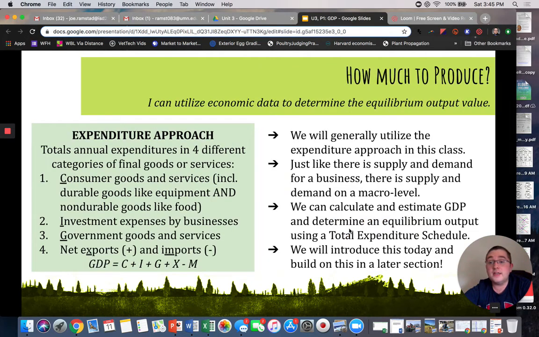Now the big question is how much in the US do we want to produce in order to make sure that we are capping out and we're not producing too much or not enough. We use the expenditure approach to help us determine this. Just like there's supply and demand for a business, there's supply and demand on a macro level. We calculate and estimate GDP and determine the equilibrium output using a total expenditure schedule, and we're going to be doing that over the next couple slides.